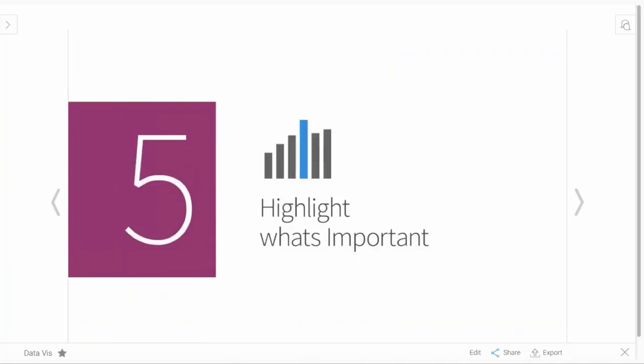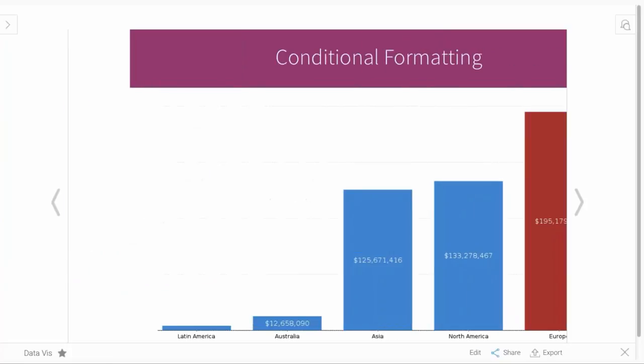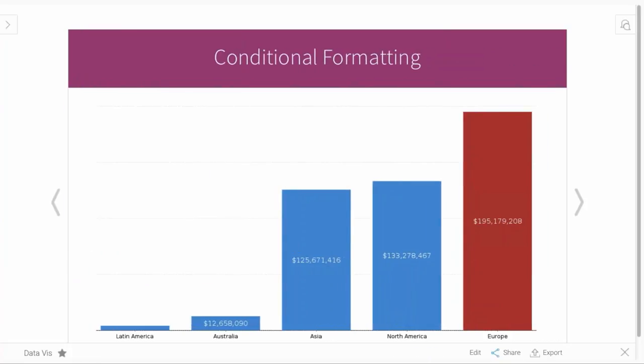So best practice number 5 is to highlight what's important. When you're presenting these charts to an audience, you need to know your story and direct their attention to what is important. And there are a number of different ways that you can do this. The first is to use conditional formatting, where the color on your data depends on if it is below or above a certain threshold, and the color will actually change.